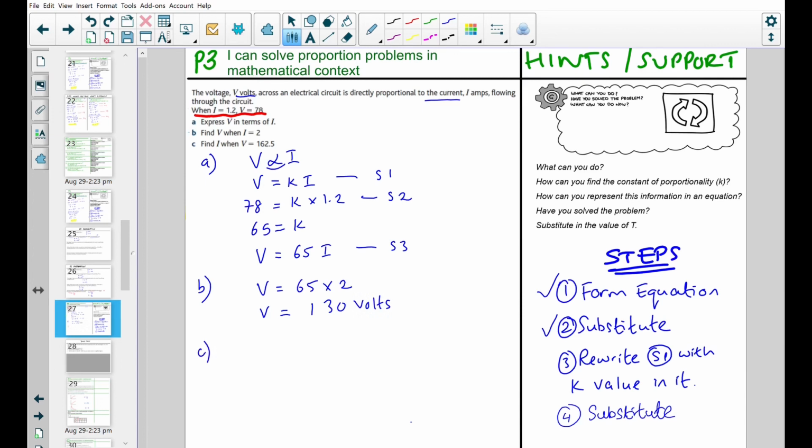Part C, find I when V is equal to 162.5. So again, I start with this. So when V is equal to 162.5, 162.5 equals 65 I. Divide by 65 on both sides. So I is equal to, put in your calculator, 2.5. So the unit for I is amps. This is the answer for part C.